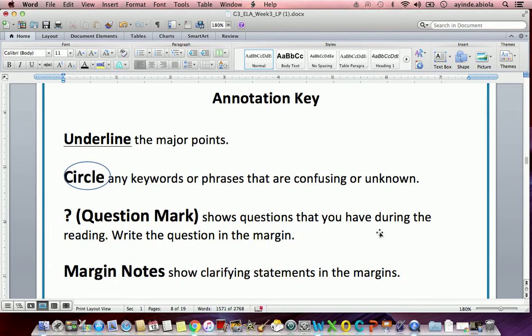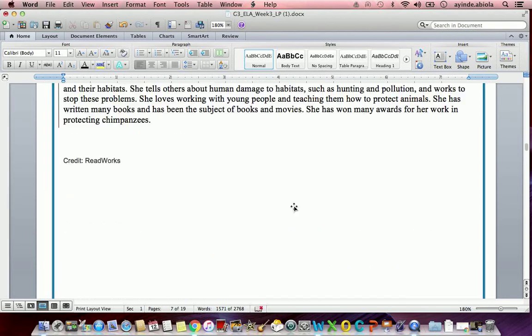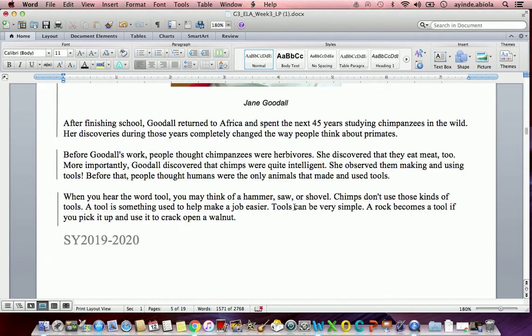Let's look at the annotation key really quickly. We know this already. We've done it before. Underline major points. Circle keywords or phrases that we do not know. I just want to clarify that sometimes I might have something circled that you do know, and if I have something circled that you know, you don't have to circle it. It's okay. I'm just using this as an example, as a guide. You're really just focusing on things that you don't know that you want to circle, okay? And lastly, we're going to think about adding a margin note in the form of a question or a statement somewhere on the side or below the text. Let's scroll back up to the text now.